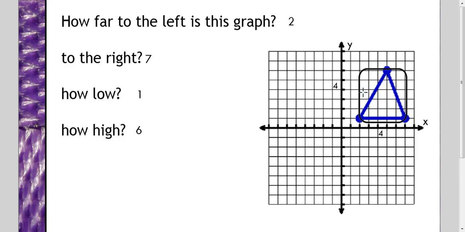So the furthest to the left is a 2, the furthest to the right is a 7, the lowest it goes is a 1, the highest it goes is a 6. But Mr. Hayes, where's the phrase domain and range? We will get there.